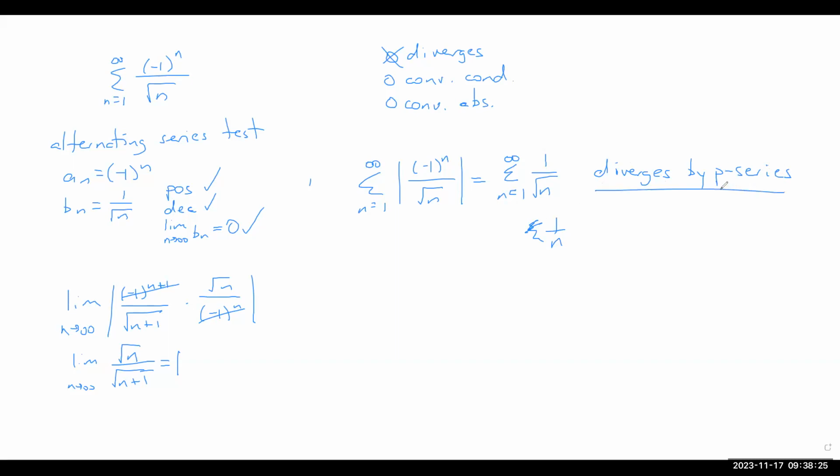So what does that teach us? That teaches us that we have conditional convergence. The series as written converges. But if I try to add up all the absolute values of all the terms, it fails to converge. So when it's allowed to alternate, it converges.